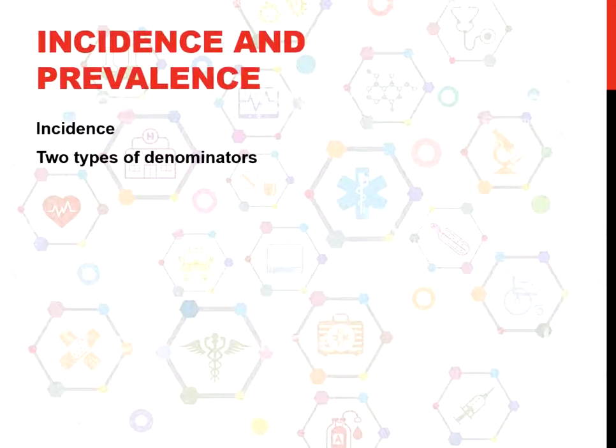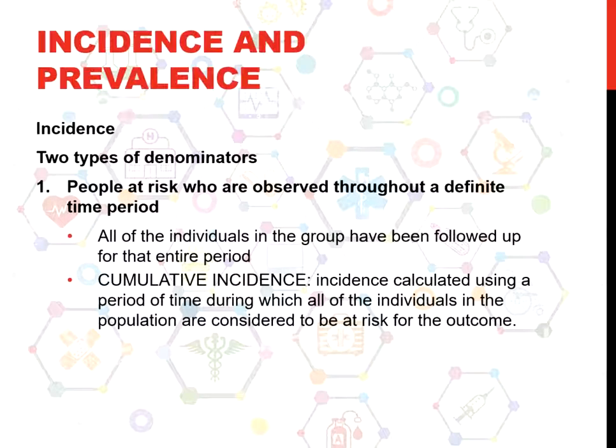Okay, so incidence, there are two types of denominators. People who are at risk. People at risk who are observed throughout a definite time period. So all the individuals in the group have been followed up for the entire period. So cumulative incidence. Incidence calculated using a period of time in which all of the individuals in the population are considered to be at risk of the outcome. So lahat ng population ang considered dito. Next.